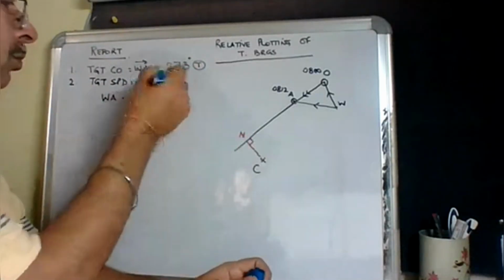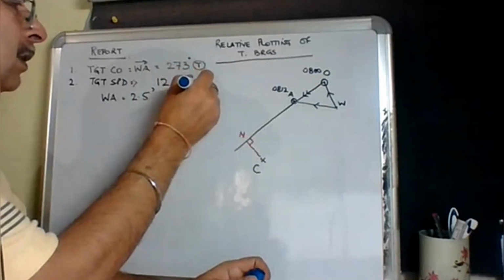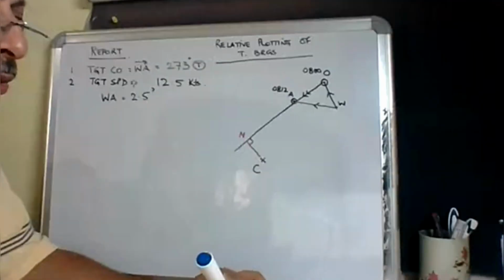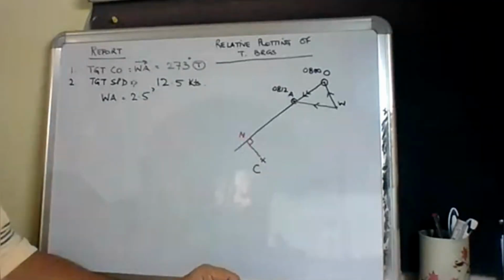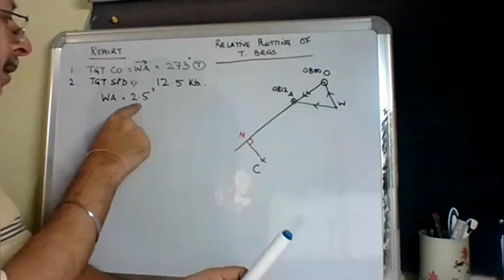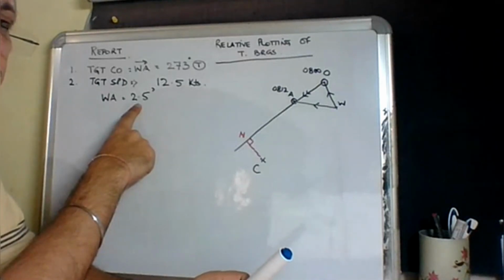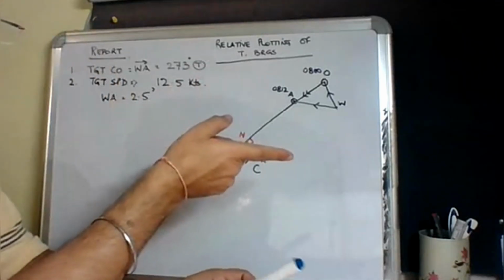Right. So now the answer is 12.5 knots as far as I'm concerned. Somebody is getting 13, that is okay. Somebody is getting 12, that is also okay. Please repeat. You measure your WA distance. Measure your WA distance. Go back to the same table.